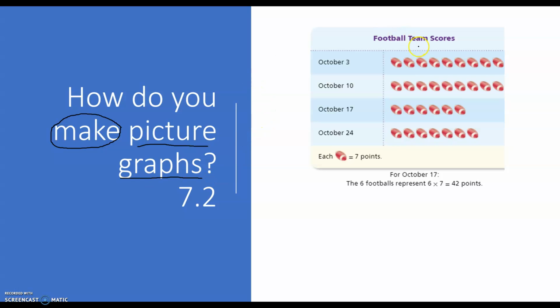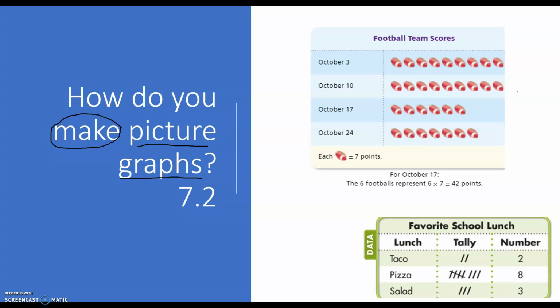You learned that there's a title at the top telling what data is being shown. You learned that there's a key at the bottom showing how much each picture equals. And you learned that the data is represented using pictures. We're going to be using a table that looks like this to collect data and analyzing the data that way and then turning it into a picture graph.